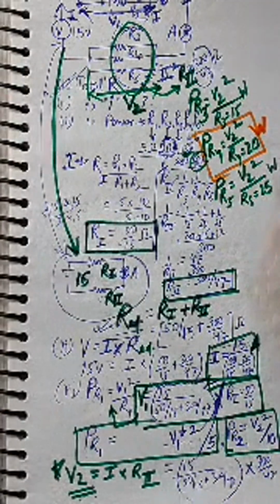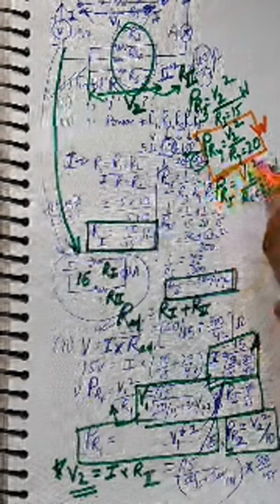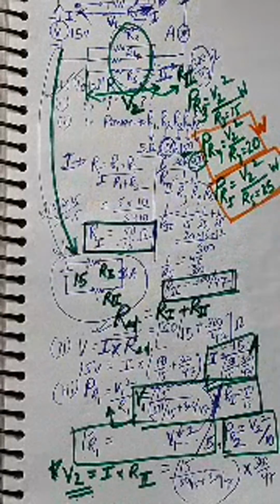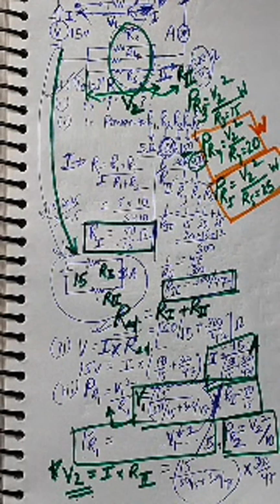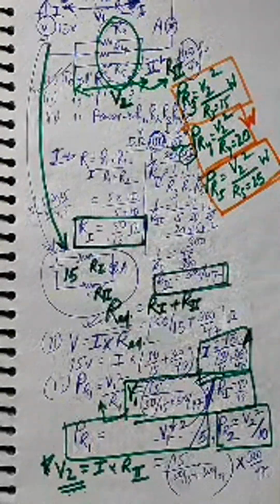This much of watt is your answer for power across the resistance R5. So in this way, students, we have solved all the parts of this question. I just tried to keep all the things on a single page, so that's why it becomes a little tedious, but I think you can get the steps very easily.